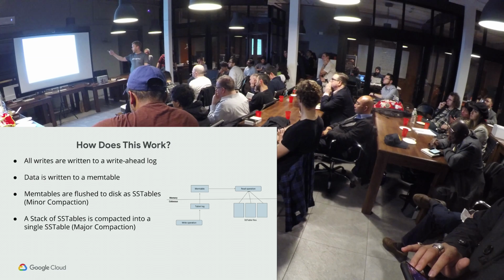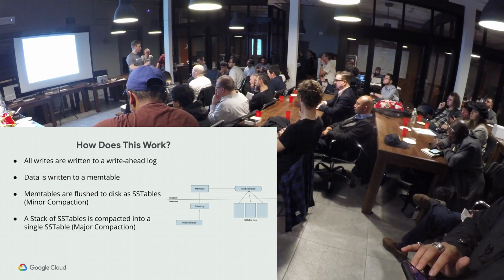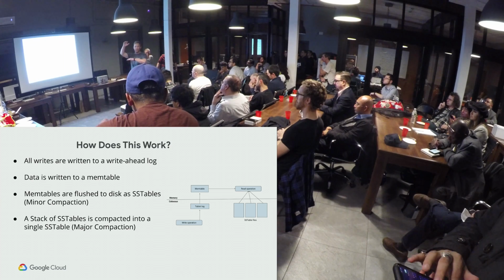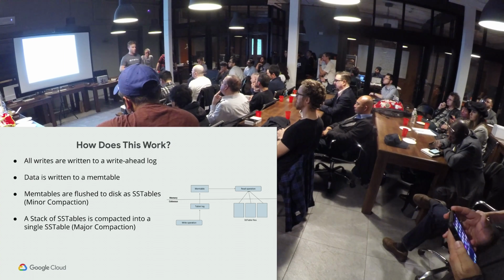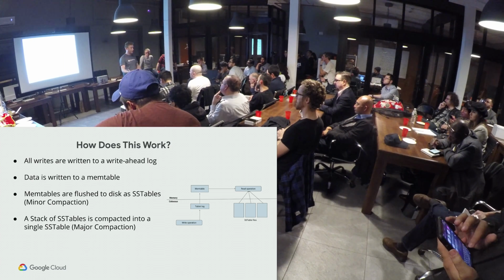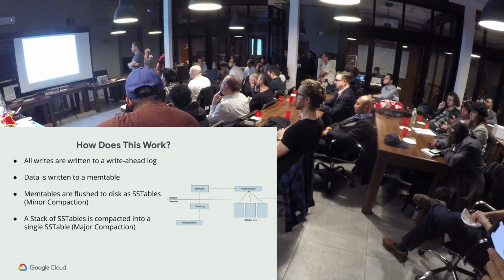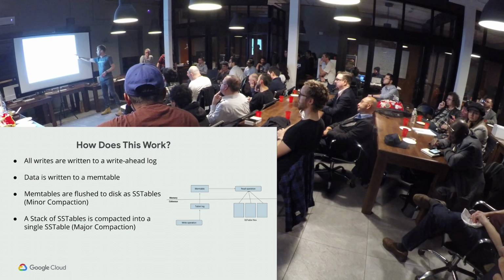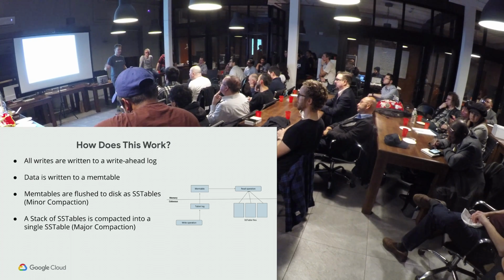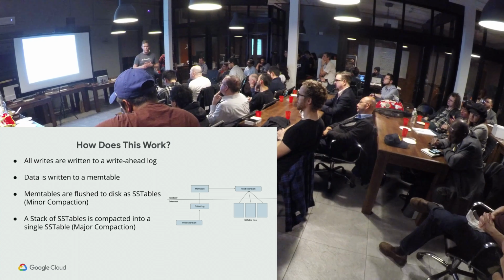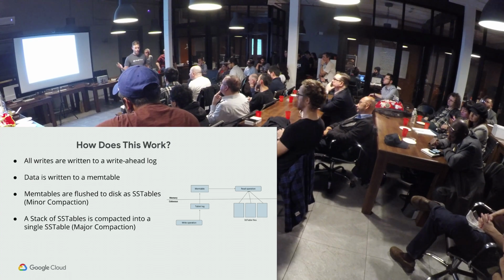And then when the mem tables are flushed into Colossus, you have a minor compaction, and when the different levels of SS tables in Colossus are merged into one, that's the major compaction. And then we do a lot of smart things in order to find which SS tables to look into and which not, Bloom filters and whatnot.